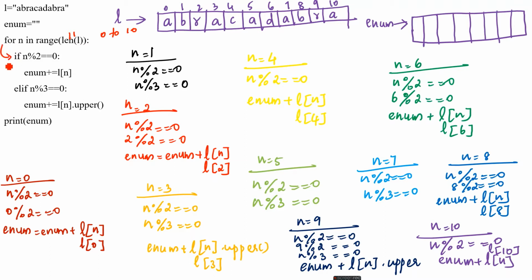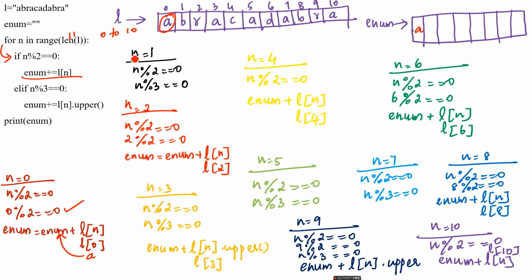So inside the loop we can see one if condition: if n mod 2 equal to 0. The value of n is 0. So 0 mod 2 equal to 0, condition true. So this statement gets executed. Enum equal to enum plus L of n. L of n means L of 0. What is there in L of 0? A. So A will be concatenated or joined to the string enum. So A is added here.